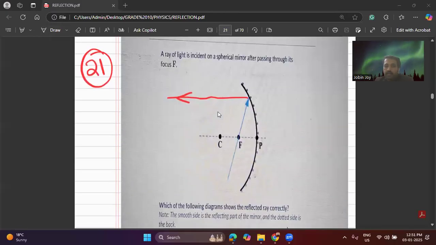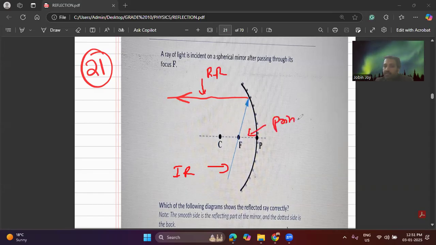Then another question: this is the incident ray. If the incident ray is passing through the focus, we already discussed this, then the reflected ray will be passing parallel to the principal axis, right? This is the principal axis. If the incident ray is passing through the focus, then the reflected ray will be parallel to the principal axis. So this is the path of the reflected ray.